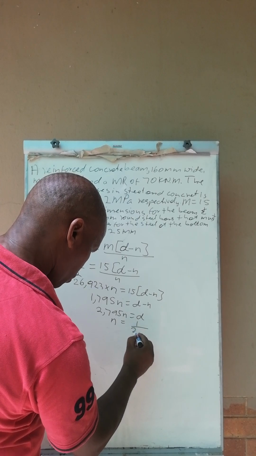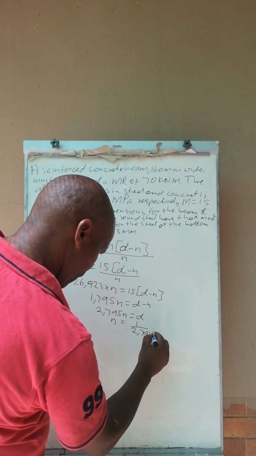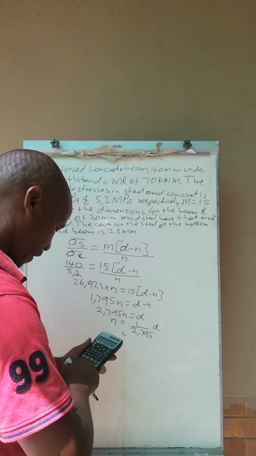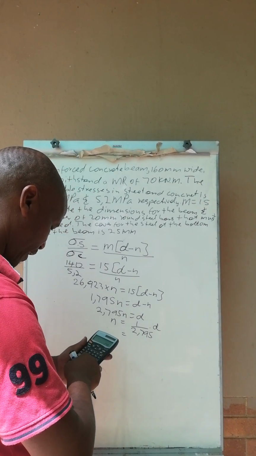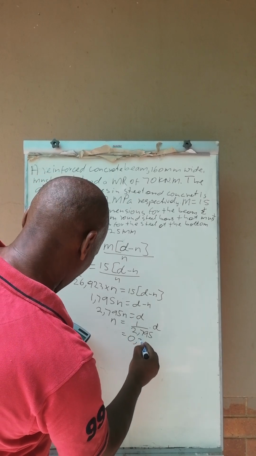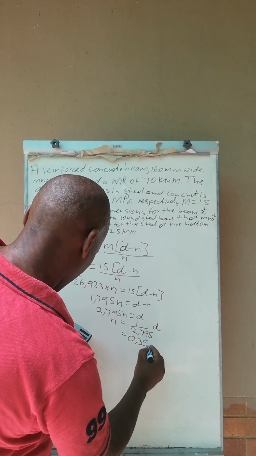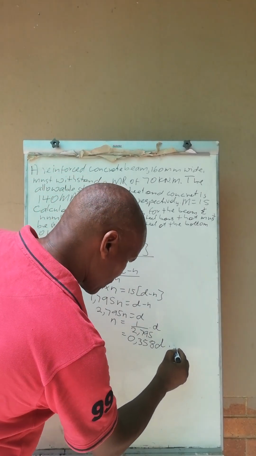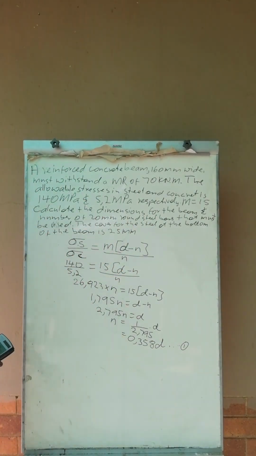N is equal to 1 over 2.795 D, which is 1 divided by 2.795, and it's equal to 0.35778. Let's make it 0.358 D. So this is equation 1, N.